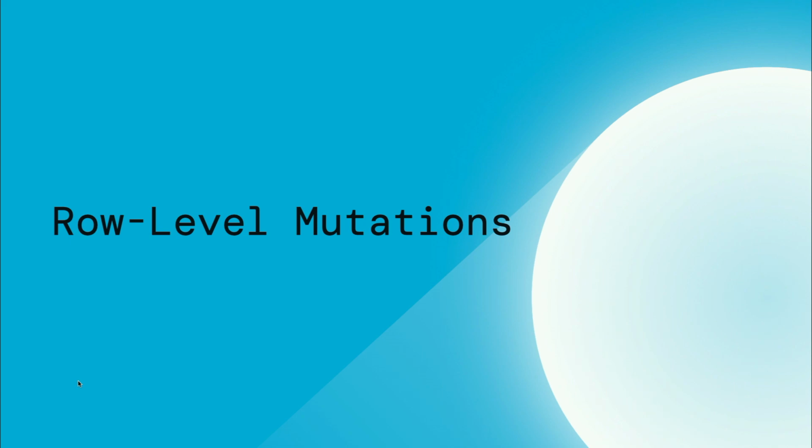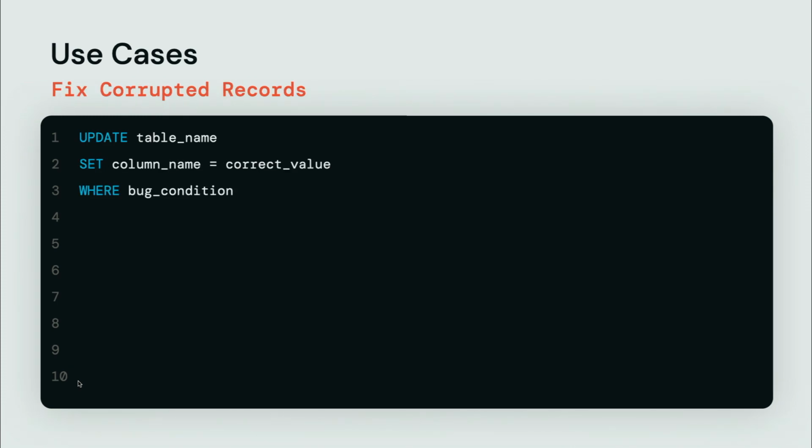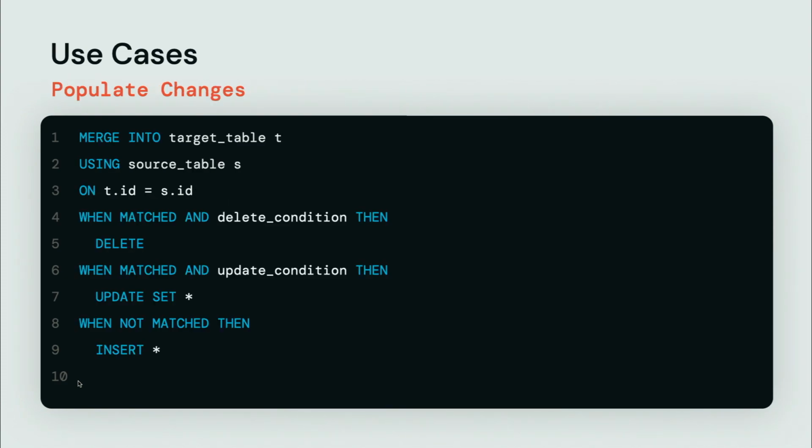The rise of new table formats like Iceberg, Delta, and Hoodie unlock row-level mutations directly on top of data lakes. Right now, it is possible to delete a set of records for regulatory compliance. We can also fix records that got corrupted because of an issue in the ingestion pipeline. And we can also populate changes when there is not only new data, but also deletes and updates for the records that we've already ingested. So merge is a really powerful tool to represent multiple types of changes as a single transaction. So we'll focus on merge. However, whatever we cover today also applies to other operations.